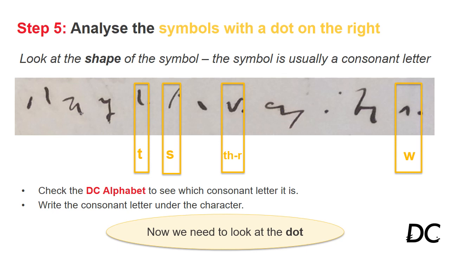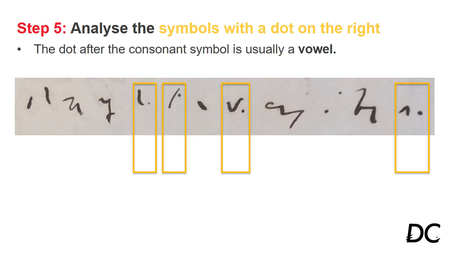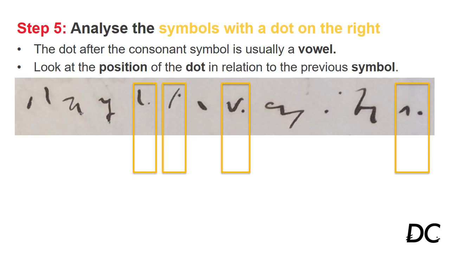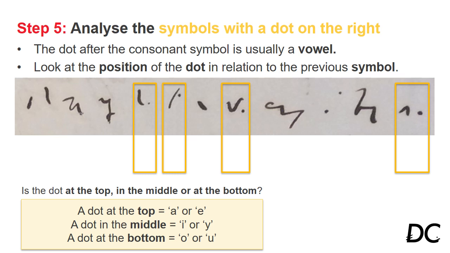Now we have to look at the dot. With dots, we first need to remember that a dot immediately after a consonant is going to stand for a vowel. To find out which vowel it is, we need to look at the position of the vowel in relation to the consonant symbol to its left, and see whether it is at the top, in the middle, or at the bottom. A dot which is positioned at the top is going to be an A or an E. In the middle, it's going to be an I or a Y, and a dot on the line at the bottom is going to be an O or a U.